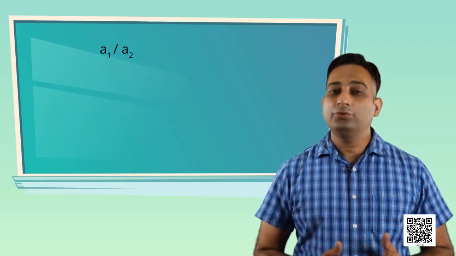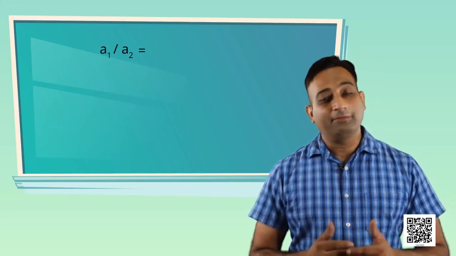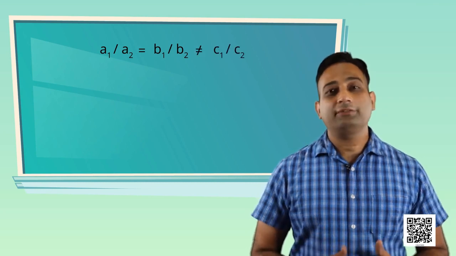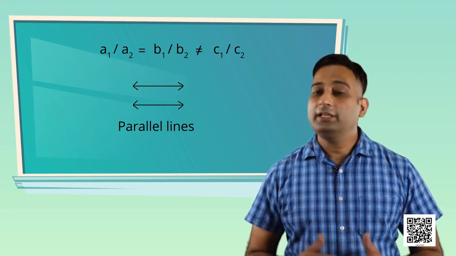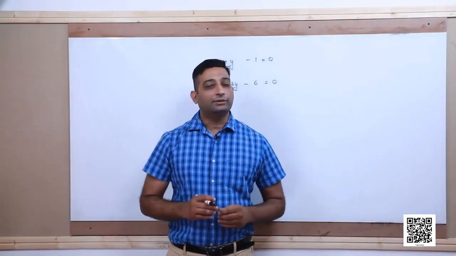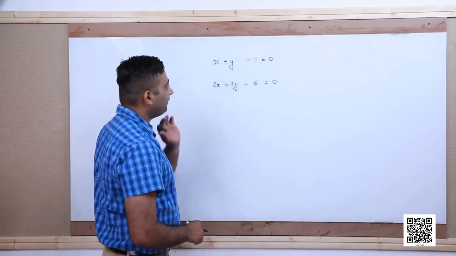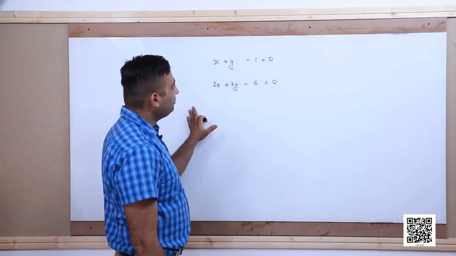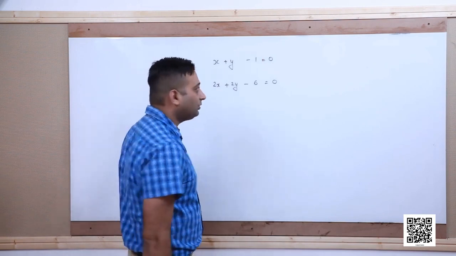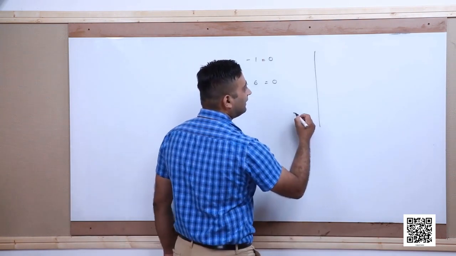If a1 by a2 is equal to b1 by b2 and not equal to c1 by c2, that means these lines are parallel and there will be no solution. Dear students, now let us consider a pair of linear equations x plus y minus 1 equal to 0 and 2x plus 2y minus 6 equal to 0. Let us plot their graphs.